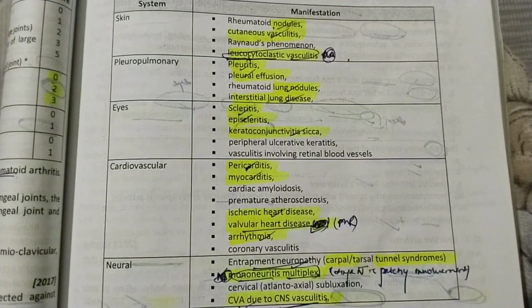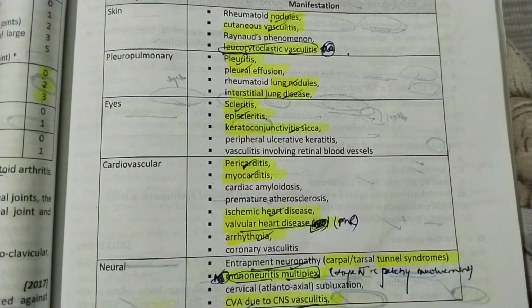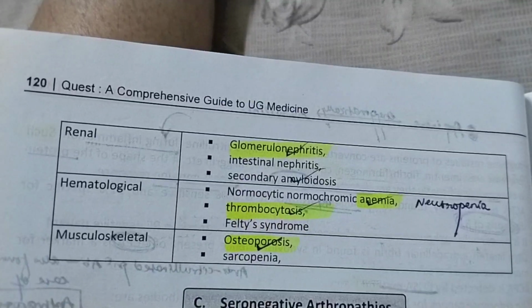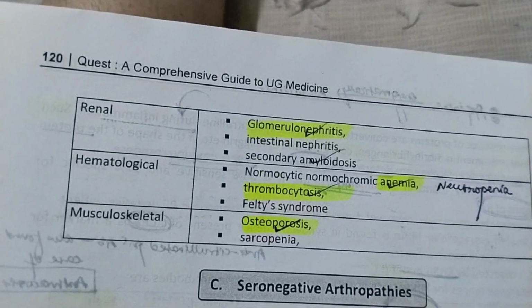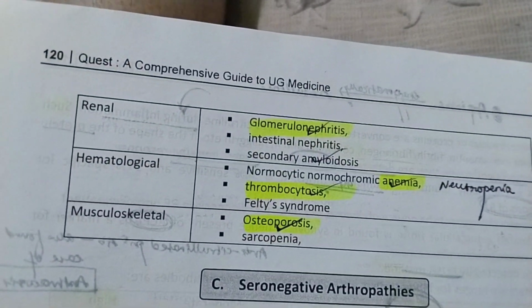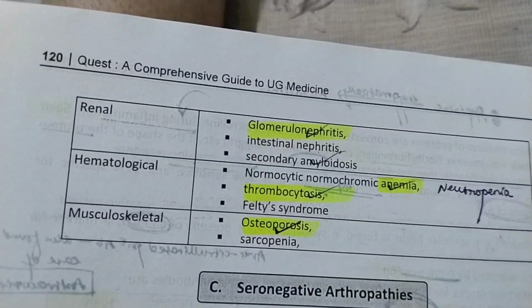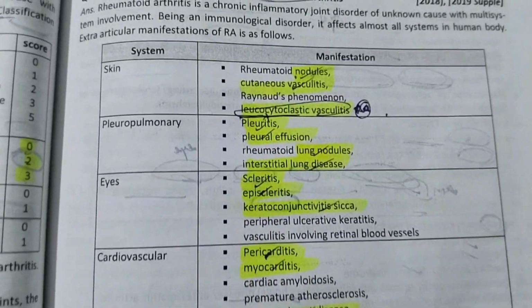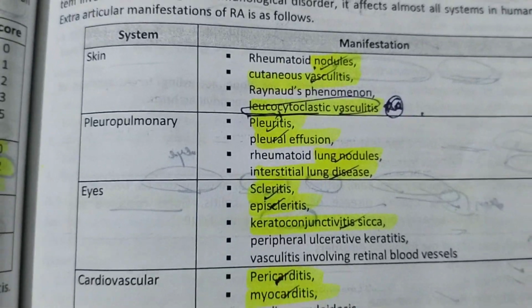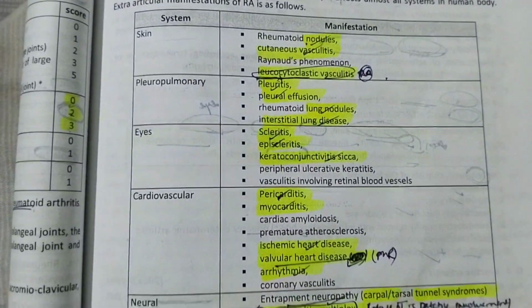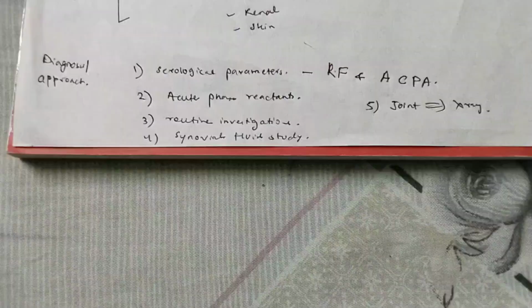उसके बाद नीचे किडनी में आ जाओ, so किडनी में you have glomerulonephritis. ठीक है, फिर आ जाओ musculoskeletal, where you have osteoporosis. देन एक कंप्लीट बॉडी में क्या होता है? Hematological होता है, तो मतलब anemia होगा, thrombocytosis होगा, leukopenia होगा. And you have skin manifestations में you have Raynaud's phenomenon, you have rheumatoid nodules. So these are the extra articular manifestations of rheumatoid arthritis, which is a very very important topic.